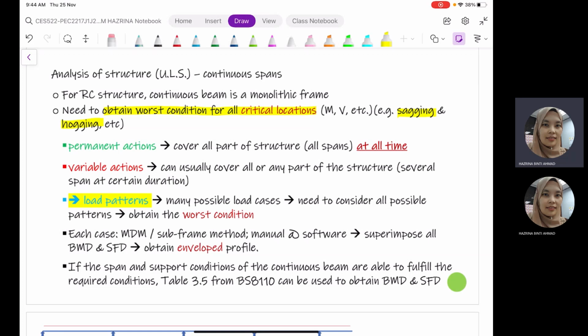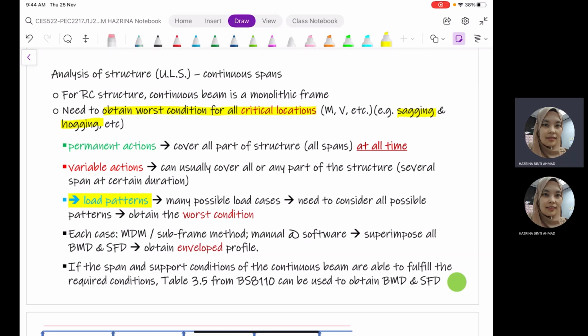Then as for the variable actions, they can usually cover all or any part of the structure, where we consider several spans at a certain duration. The variable actions can be applied alternately. For the load patterns, there are many possible load cases, where we need to consider all possible patterns to obtain the worst condition.